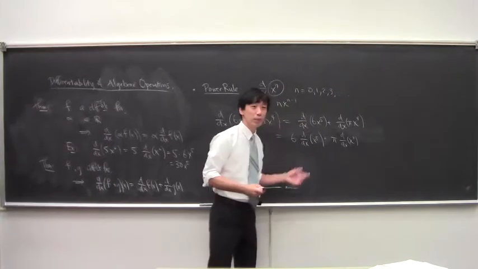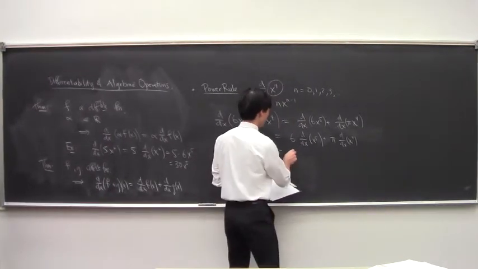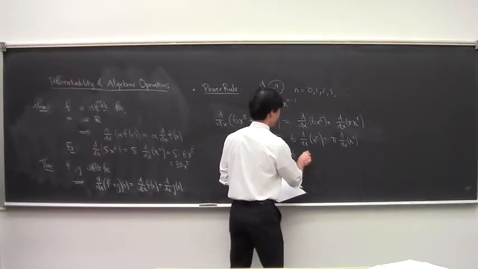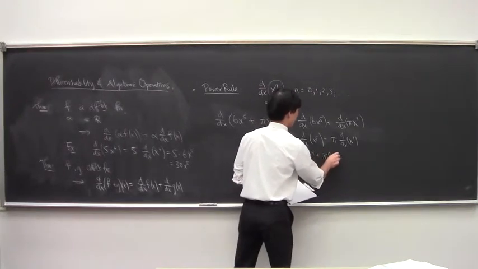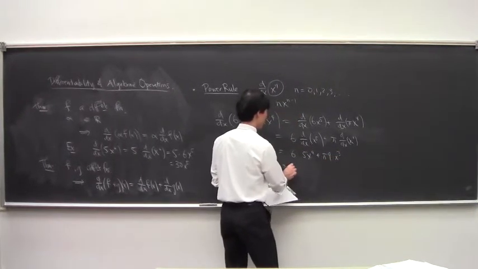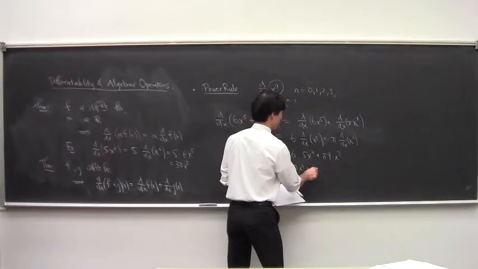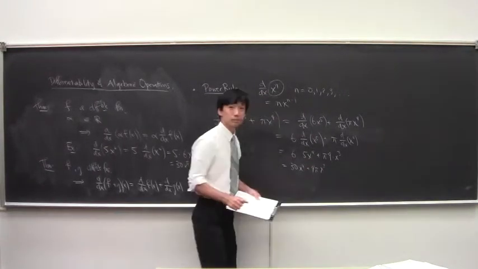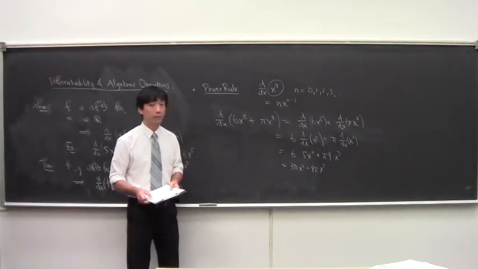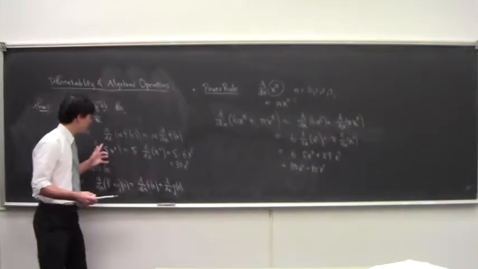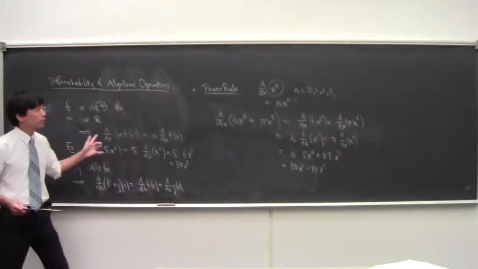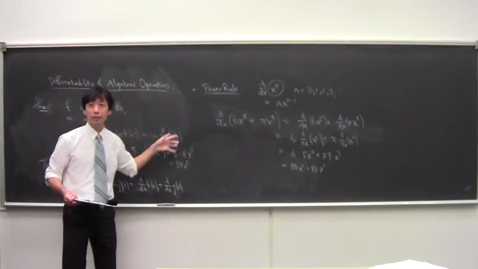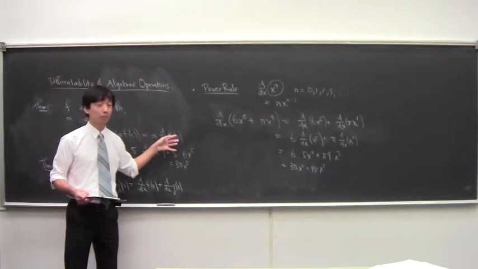Right? And then at this point, I'd use the power rule, right? So this is going to be 5x to the fourth plus pi 4x, right? So 30x to the fourth plus 4 pi. Okay. So once you have these two rules plus the power rule, then you can differentiate all polynomials.